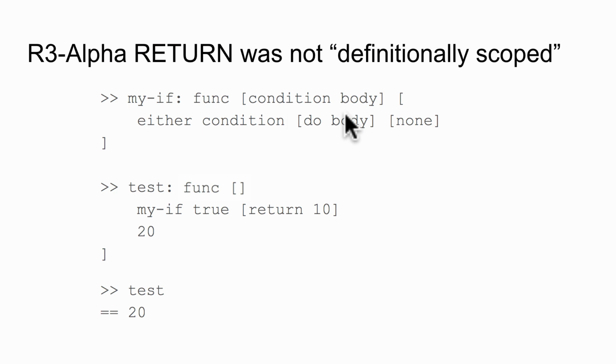The body, we're doing the body here, and it doesn't know what to return from. You meant return from test. You didn't mean return from my if. But because my if was not a native, it didn't get the exception that enabled the behavior.